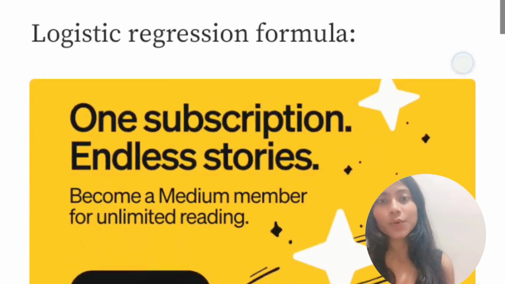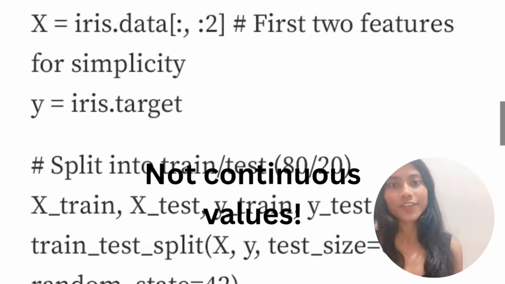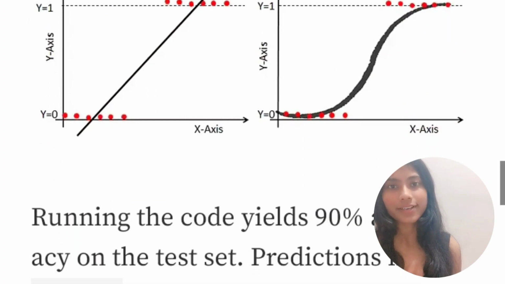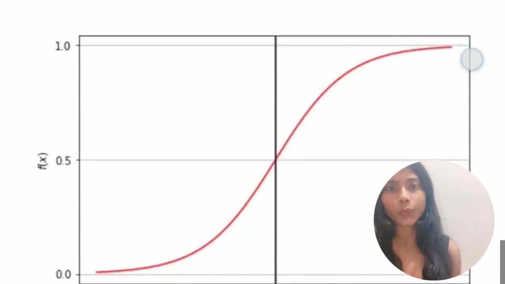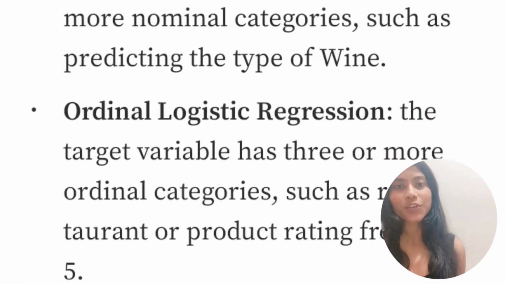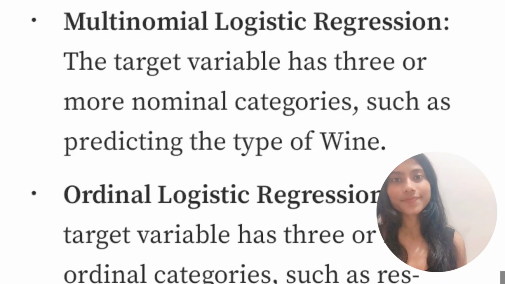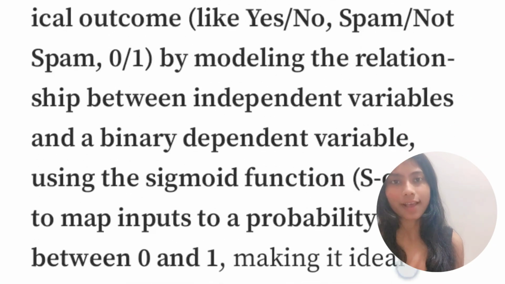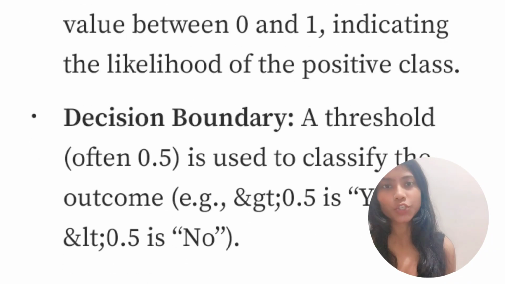Despite its name, logistic regression is not used for predicting continuous values. It's actually used for classification. That means it helps us answer yes or no questions like will the student pass or fail? Is the email spam or not spam? Will the customer buy or not buy? So the output of logistic regression is usually 0 or 1, no or yes, false or true.